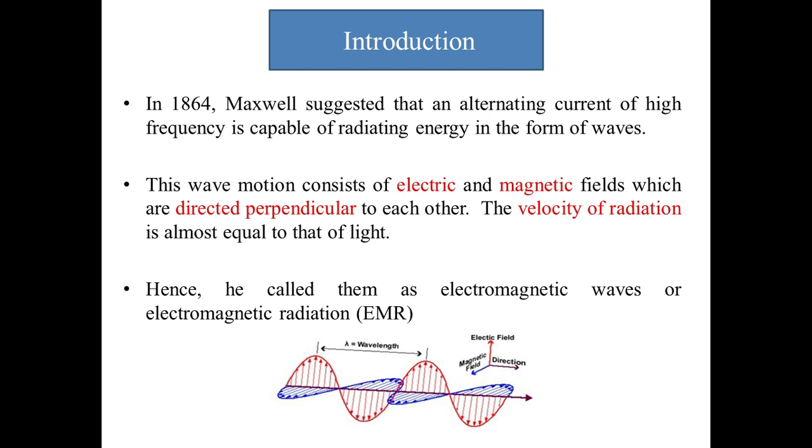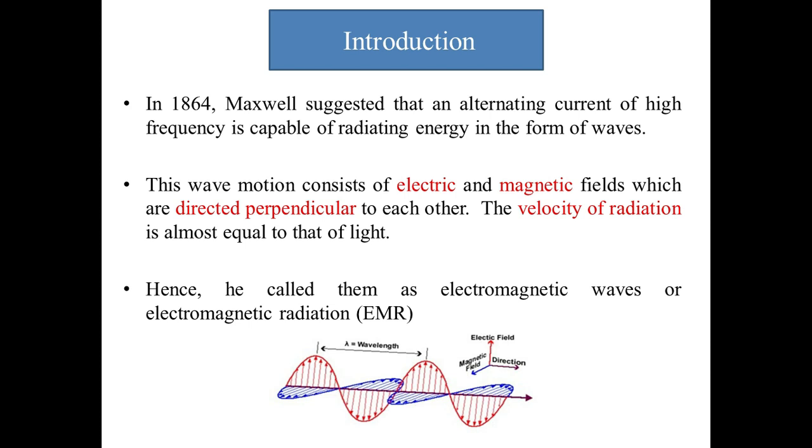In 1864, Maxwell suggested that an alternating current of high frequency is capable of radiating energy in the form of waves. This wave motion consists of electric and magnetic fields, which are directed perpendicular to each other. The velocity of the radiation is almost equal to that of light. This is called electromagnetic radiation.